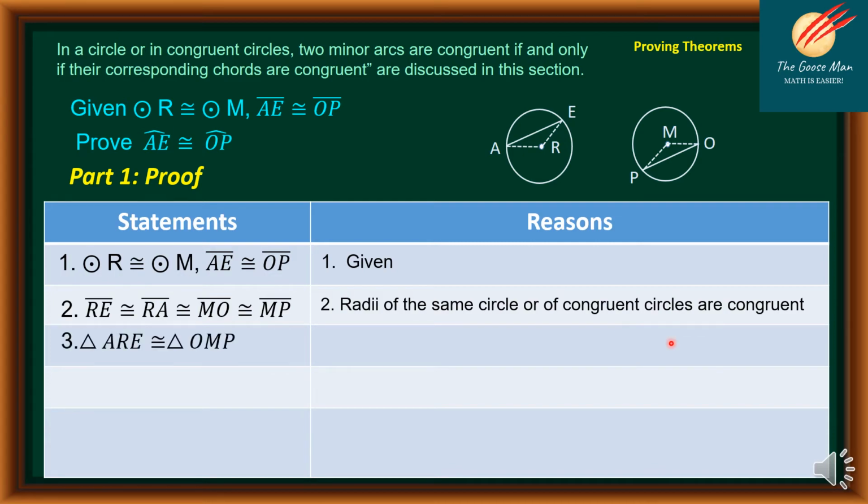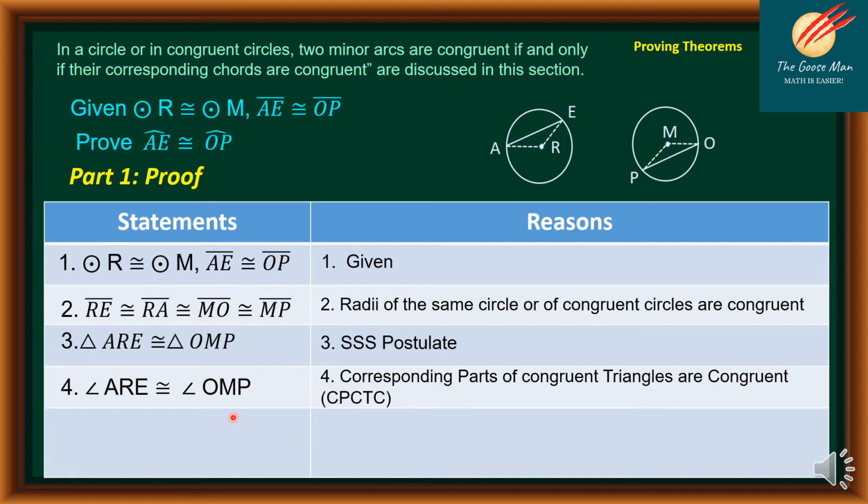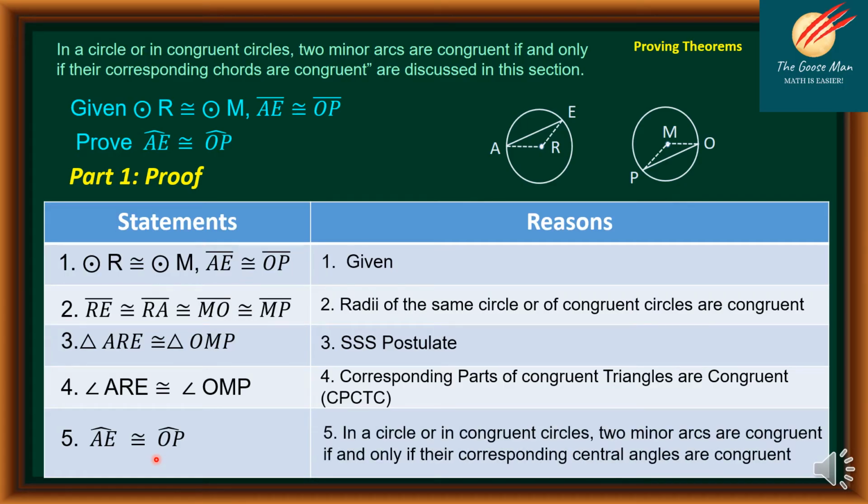Number three. Therefore, we can create a triangle. We have triangle ARE is congruent to triangle OMP. The reason is the SSS postulate, or side-side-side postulate. Number four, we can say that angle ARE is congruent to angle OMP. The reason is corresponding parts of congruent triangles are congruent, or CPCTC. Finally, arc AE is congruent to arc OP because in a circle or in congruent circles, two minor arcs are congruent if and only if their corresponding central angles are congruent.